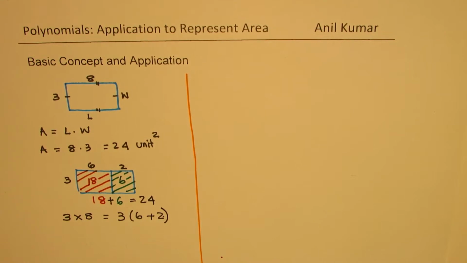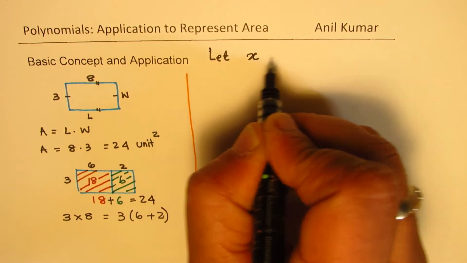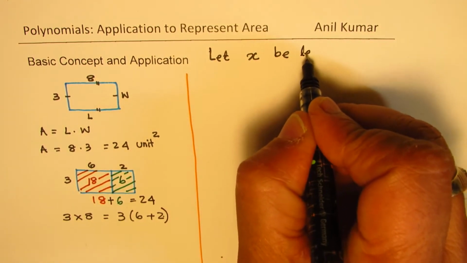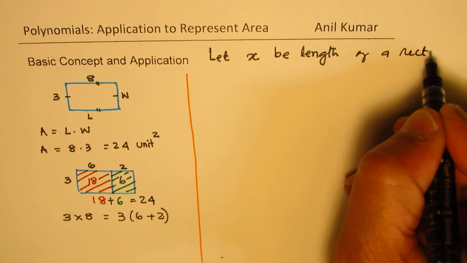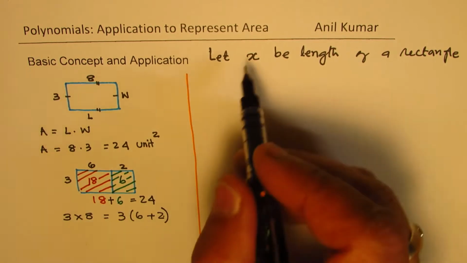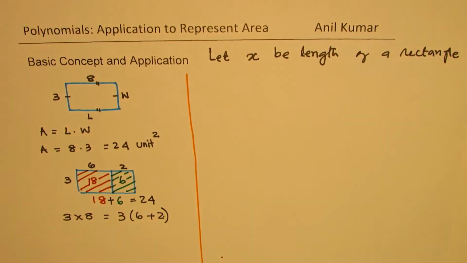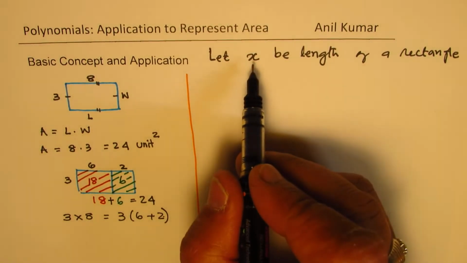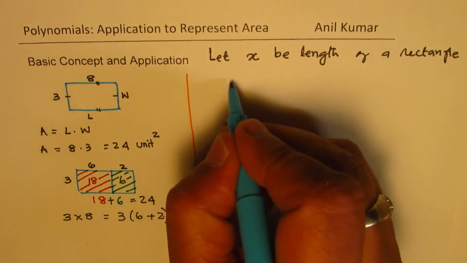Correct? And now, let us introduce variables. Let x be the length of a rectangle. What I am saying is that we change this length to a general term, so we are just making it a variable. In polynomials, we take variables into consideration. So if x is the length of the rectangle, let me again draw a rectangle here.